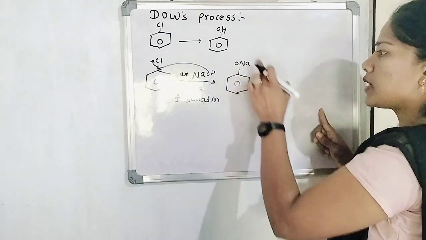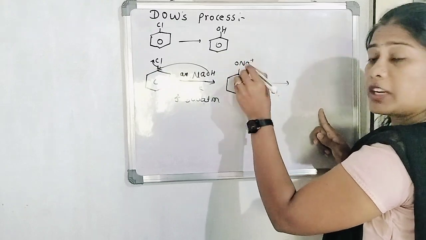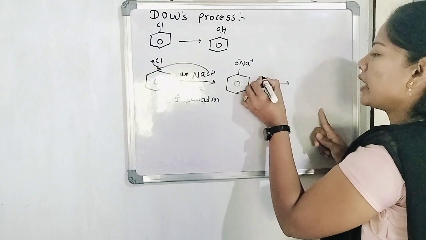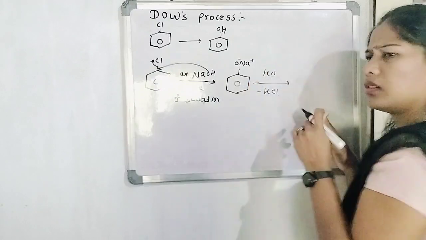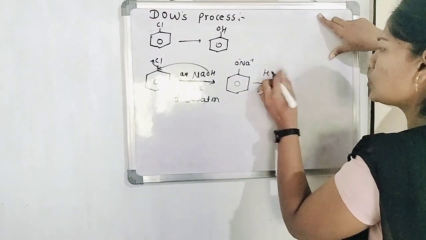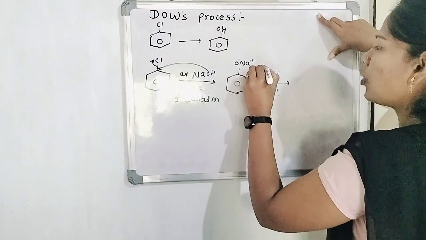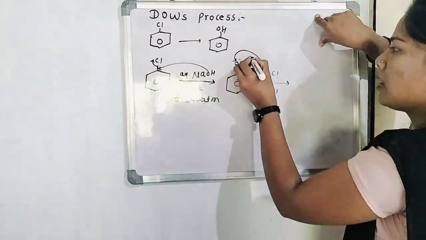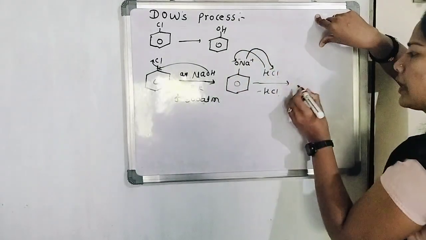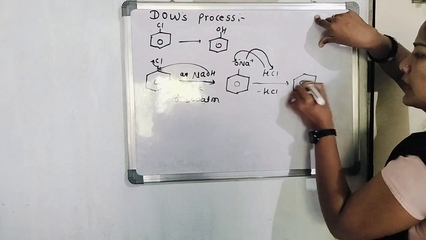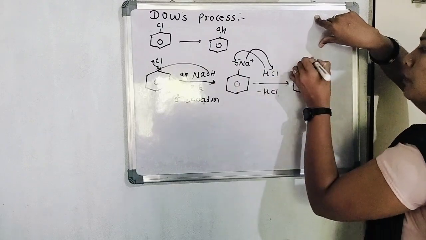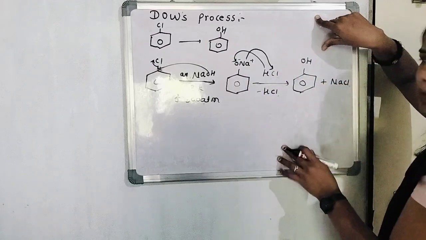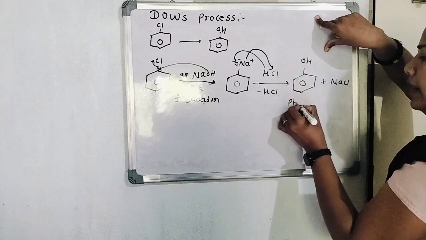Okay, in this compound, sodium carries a positive charge and oxygen carries a negative charge. Now this compound reacts further with HCl, that is concentrated HCl. So what happens? Again, the hydrogen attacks the oxygen, because hydrogen carries a positive charge and oxygen carries a negative charge, while sodium attacks Cl, and the compound formed is benzene containing OH, by loss of NaCl.